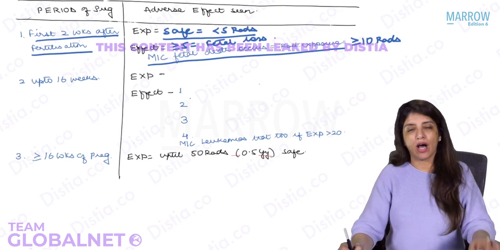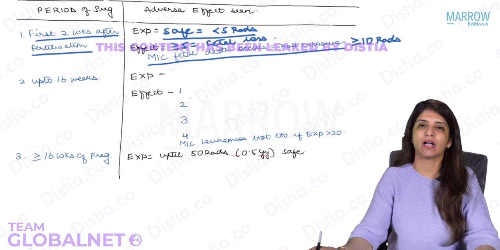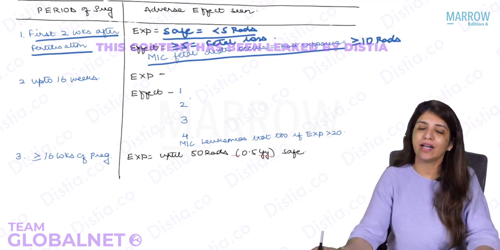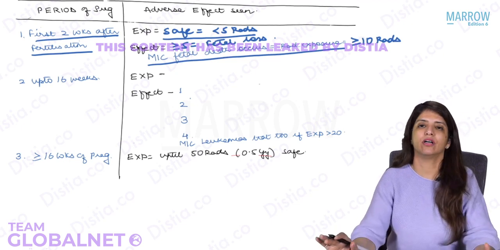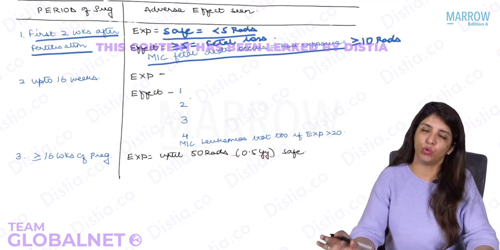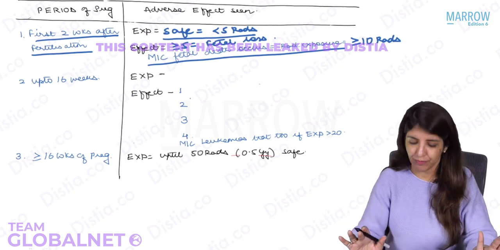So the upper limit is definitely 5 rads in this period, but if exposure becomes 10 rads, then the chances of fetal loss are more. But then we do not say that up till 10 rads it's safe. No. Safe is up till 5 rads only, right?